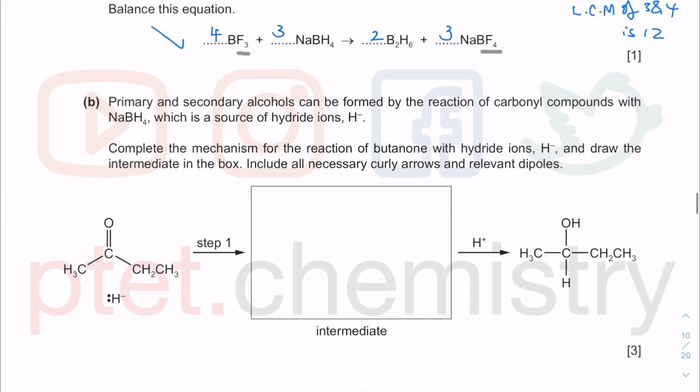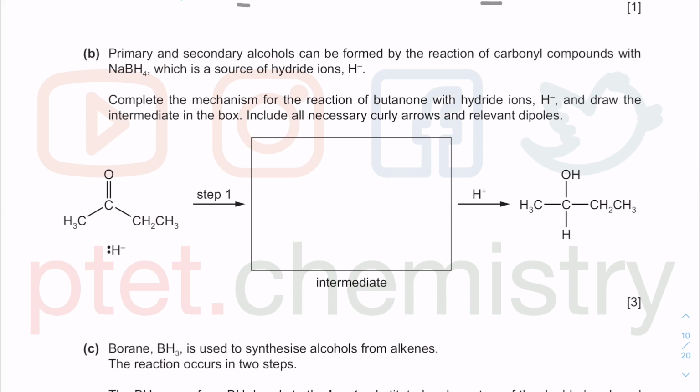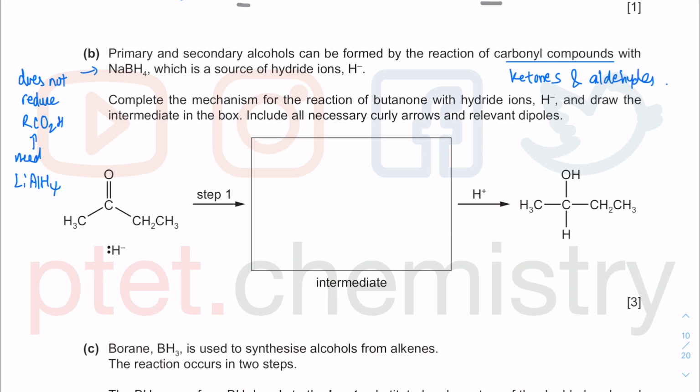Okay. Part B, primary and secondary alcohols can be formed by reacting carbonyl compounds such as ketones or aldehydes, because sodium borohydride does not reduce carboxylic acid. To reduce carboxylic acid to primary alcohol, you need lithium aluminum hydride, which is a much stronger reducing agent. So this one can reduce ketones and aldehydes to their corresponding secondary alcohol and primary alcohol respectively.